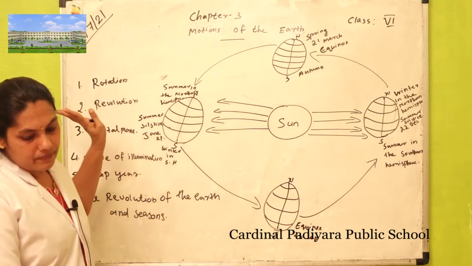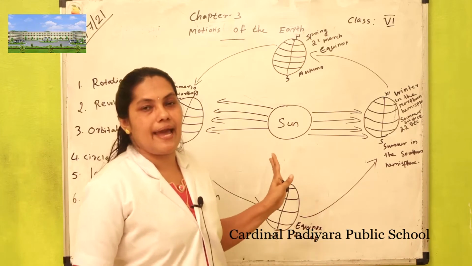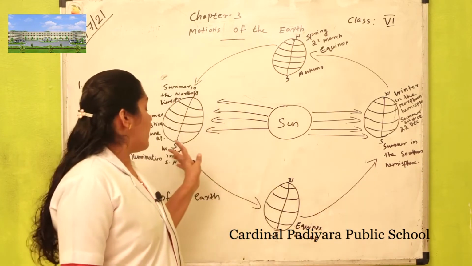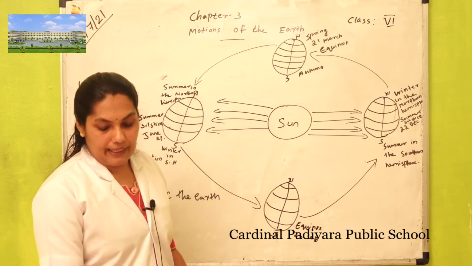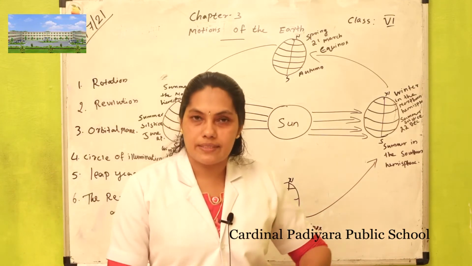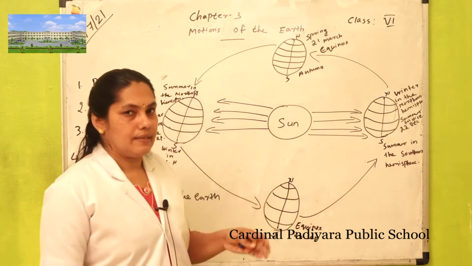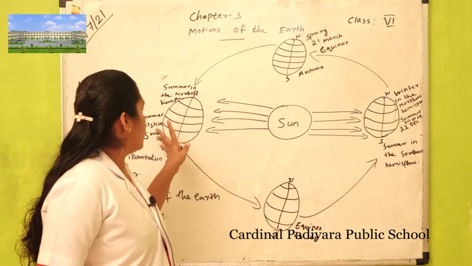Then the nights are longer. In the southern hemisphere also the nights are longer and days are shorter. This position of the earth is also called summer solstice. That happens on June 21st.